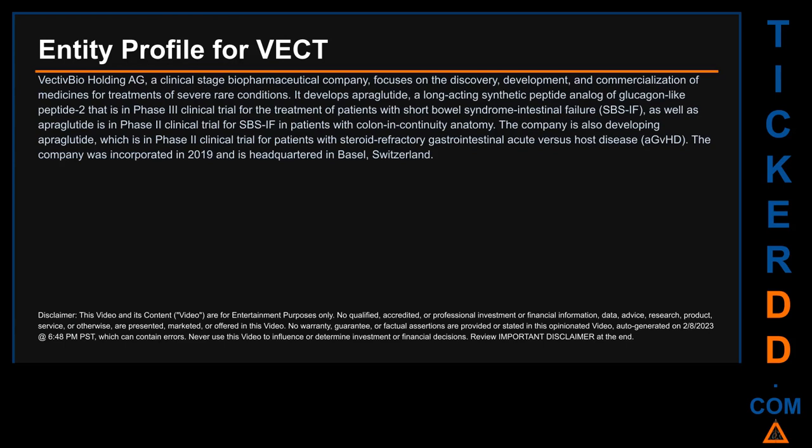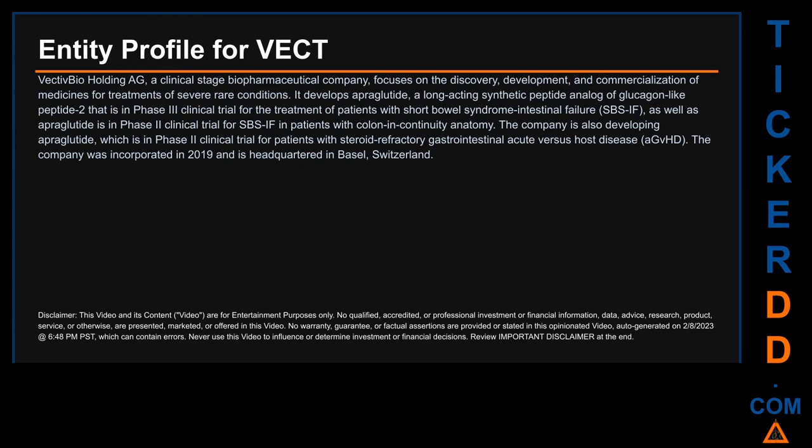VECT Bio Holding AG, a clinical stage biopharmaceutical company, focuses on the discovery, development, and commercialization of medicines for treatments of severe rare conditions. It develops apraglutide, a long-acting synthetic peptide analog of glucagon-like peptide 2 that is in phase 3 clinical trial for the treatment of patients with short bowel syndrome intestinal failure (SBS-IF), as well as apraglutide is in phase 2 clinical trial for SBS-IF in patients with colon in-continuity anatomy.